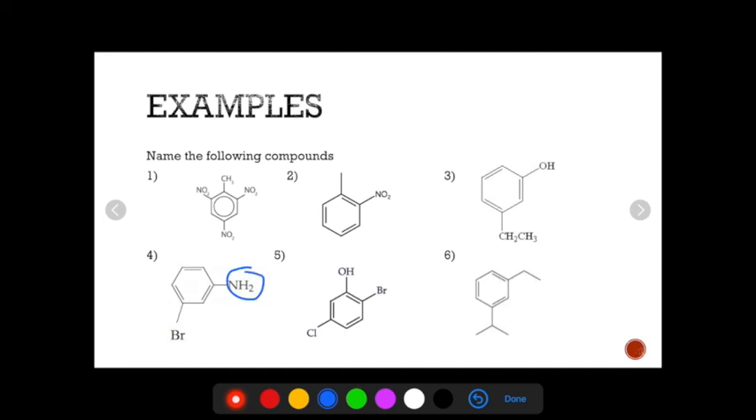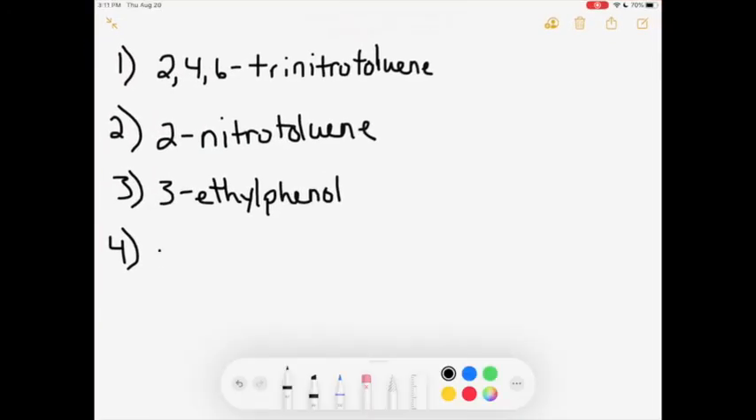So we know that's aniline. So we start with numbering here, 1, 2, 3, or you can use meta in this case. So we'll do that since I didn't do it on the last one. So it's going to be meta-bromoaniline.